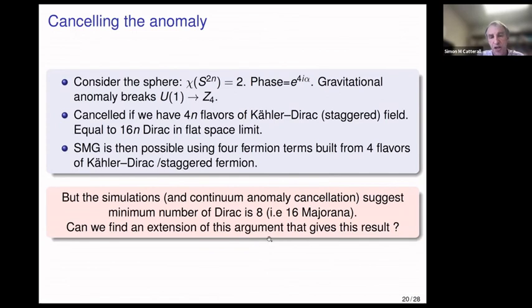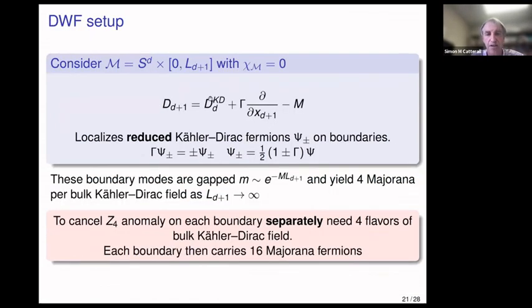So can you find an extension of this argument that gives the 16 Majorana directly? The answer is yes. I can use a domain wall-like setup where I take my original space and extend it in an extra dimension. So I take my original Taylor-Dirac operator and extend it in 1 dimension using this gamma operator, this linear operator I talked about, as the relevant, if you want, gamma matrix in the extra dimension. You can show this thing localizes so-called reduced Taylor-Dirac fermions on the boundaries.